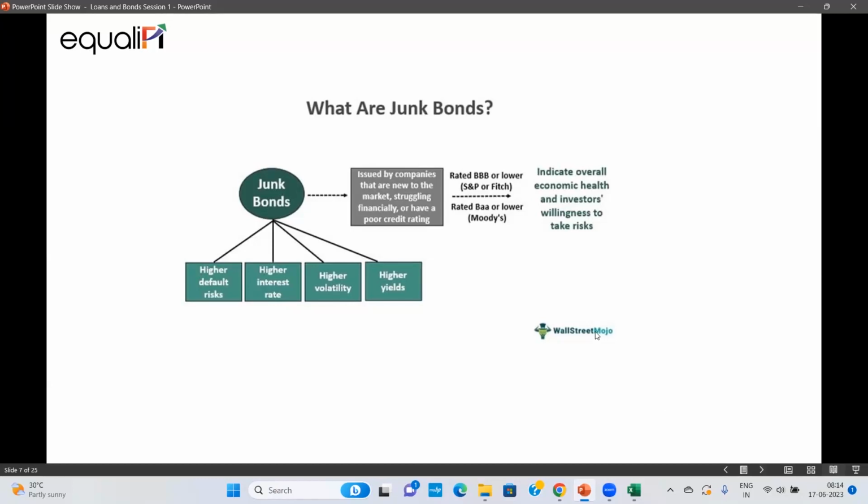It is issued by companies that are new to the market. Either I am new to the market, or I'm struggling financially, or have a poor credit rating.